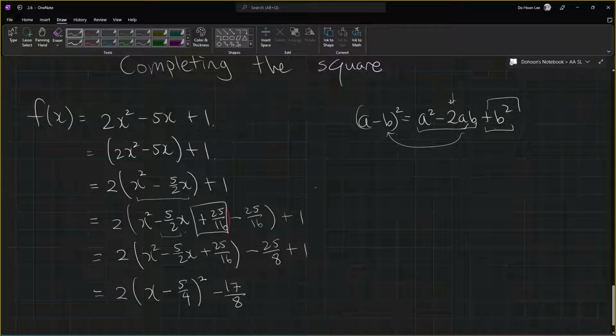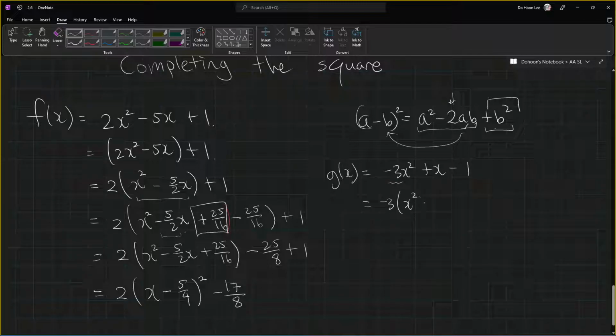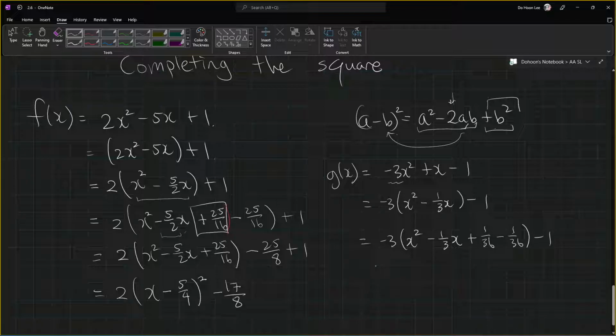Let's try that one more time. I'll go a bit faster this time. g(x) equals negative 3x squared plus x minus 1. Let's put the brackets around it, and then let's factor out negative 3: x squared minus 1 over 3 x. Let's find half of 1/3, which is 1/6, and then let's square it, so it becomes 1 over 36. Plus 1 over 36 minus 1 over 36, minus 1.